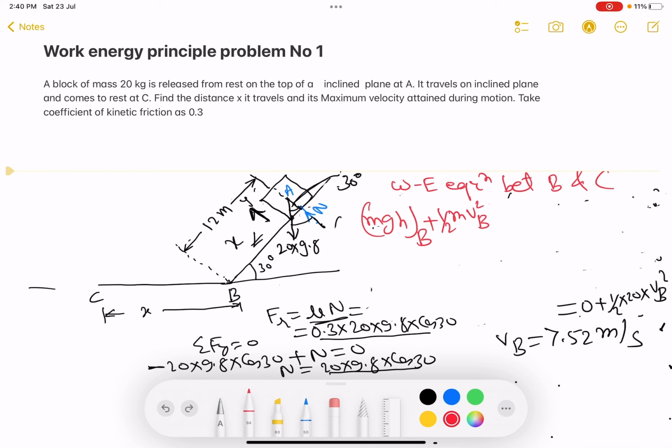Plus work done, which will be force into distance, if there is any work done. So between B and C, work done is F into d minus frictional force into the distance traveled. This will be equal to the energy at point C, again mgh at C plus half m VC square, that is your kinetic energy. Now please note, B and C are at the same level, so their potential energy is the same. So mgh at B is equal to mgh at C, and I have cancelled it out.